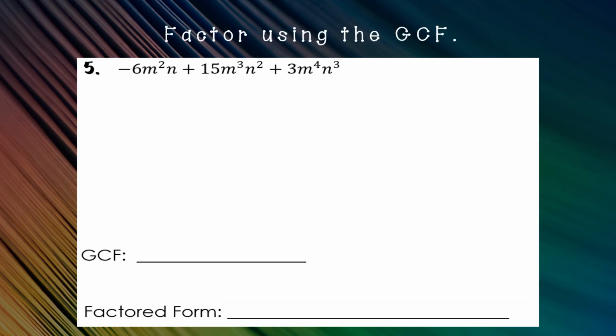All right, so for this one, we've got negative 6, 15, and 3. So when we're looking at a GCF, 3 goes into all of those. Because that first term is negative, I'm going to make it a negative 3.